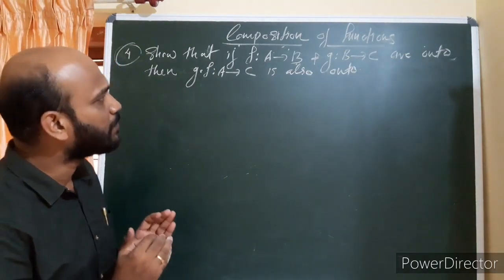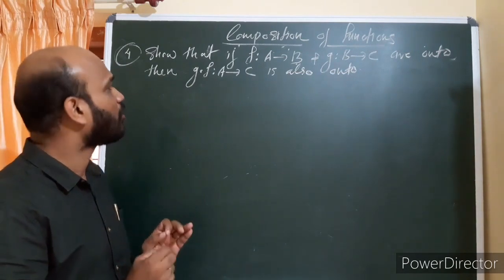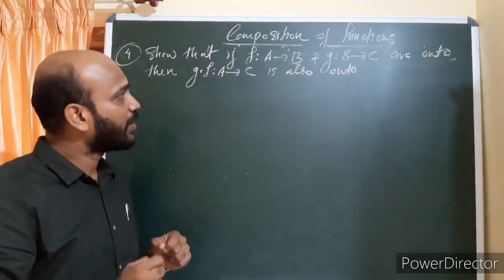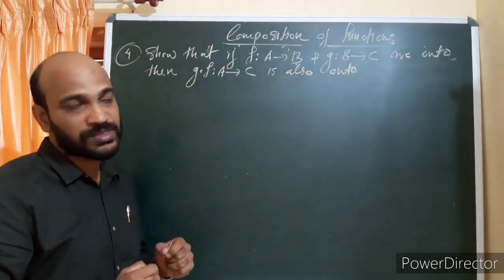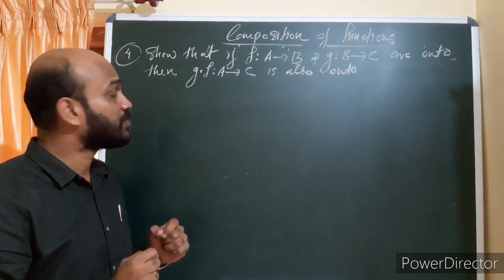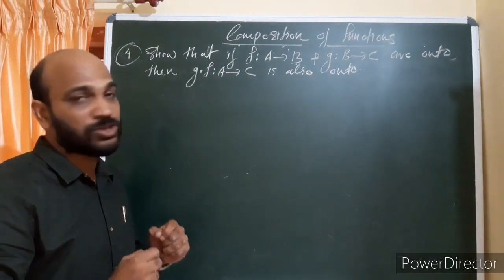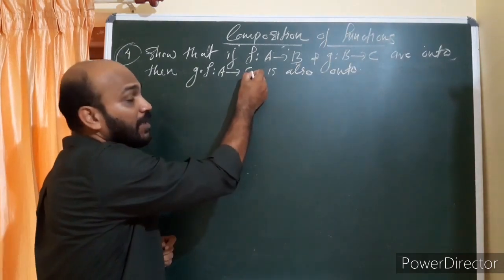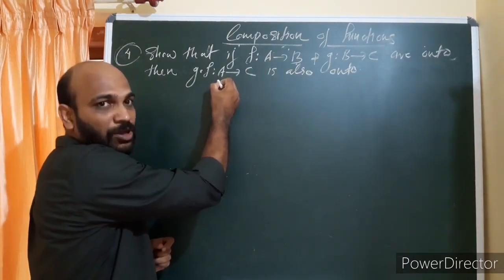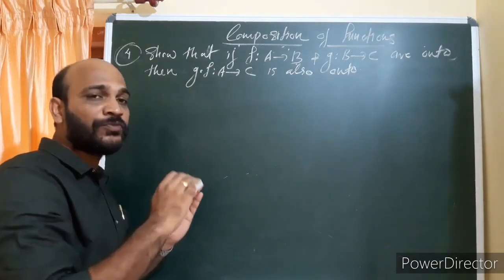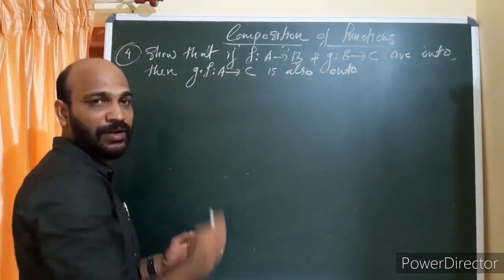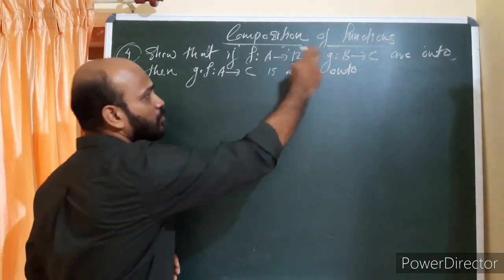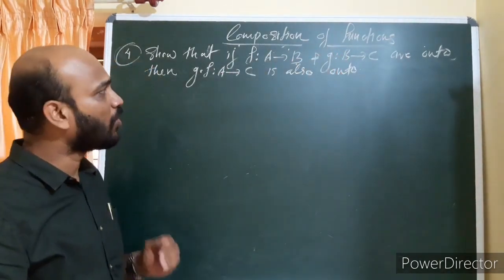Show that if f from A to B and g from B to C are onto, then g of f from A to C is also onto. Given that f and g are onto functions, we want to show that g of f from A to C is also onto. For that, if we take any element of C and are able to find one x belonging to A such that the image of that x equals that element, then we can say that g of f is onto. For that, you have to use these two conditions, given that f and g are onto.